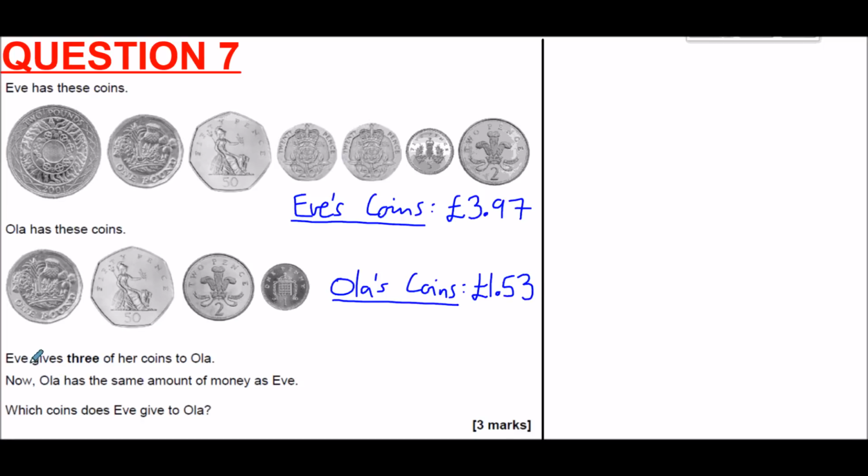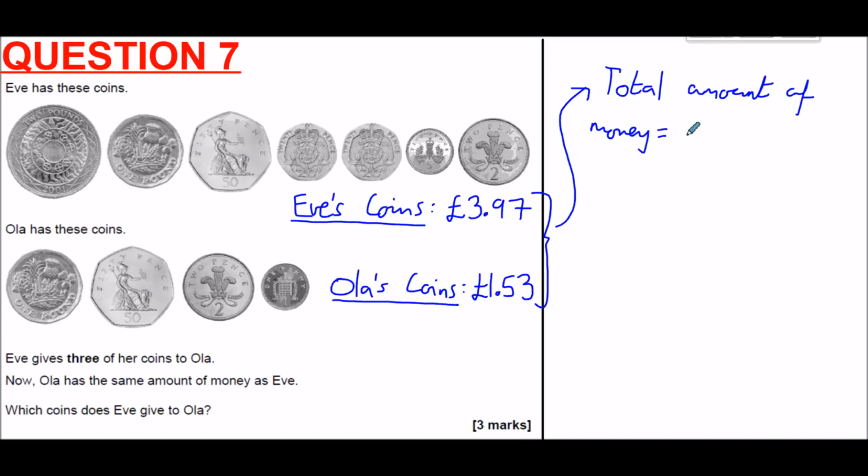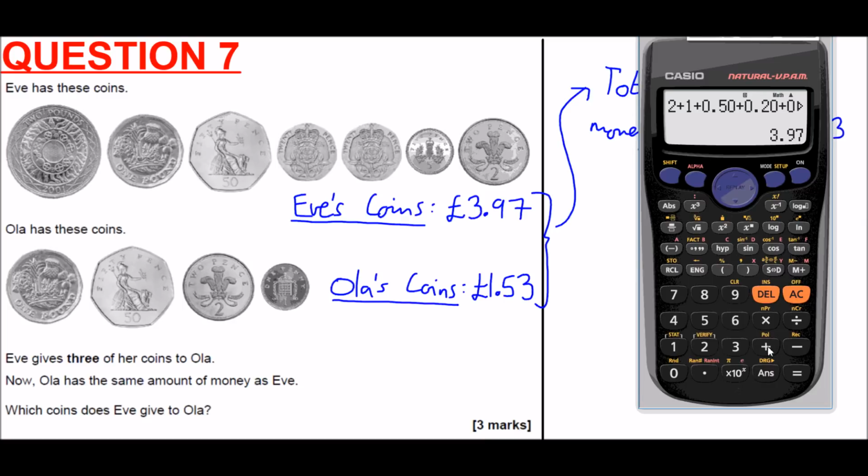And so, after Eve gives 3 of her coins to Ola, they have the same amount of money. And so this amount of money after is divided between the 2 of them. So what we could do is calculate the total amount of money they both have. The total amount of money for both Eve and Ola is the value of Eve's coins, which comes to £3.97, plus the values of Ola's coins, which comes to £1.53. If we add these up together, what we should find is that the total amount of money they've got between them is £5.50.